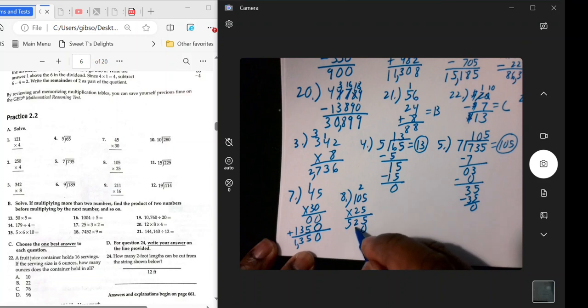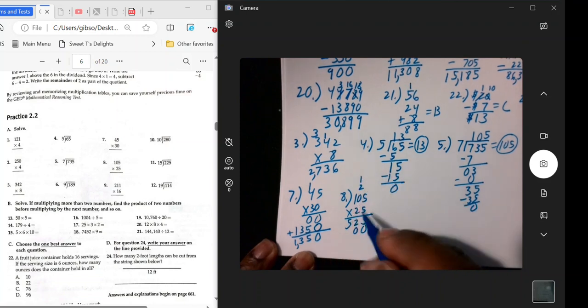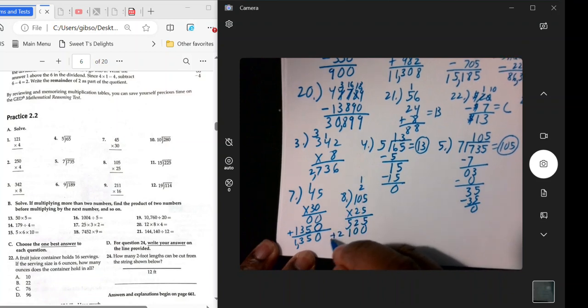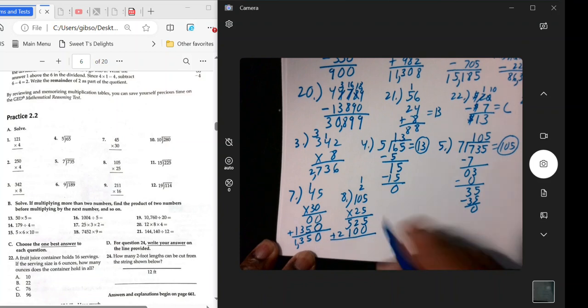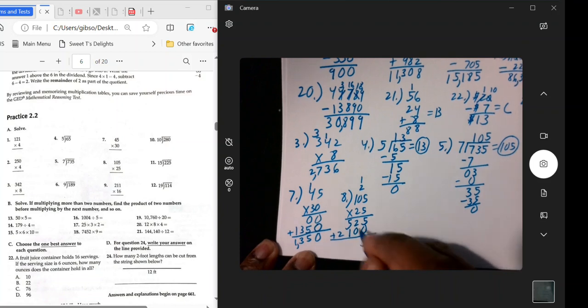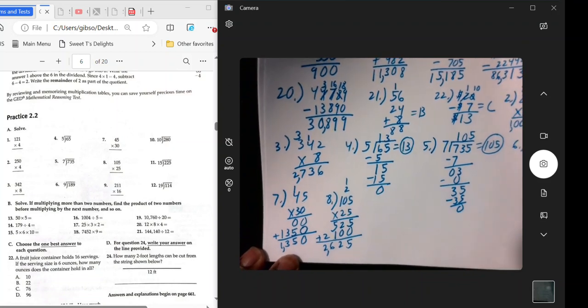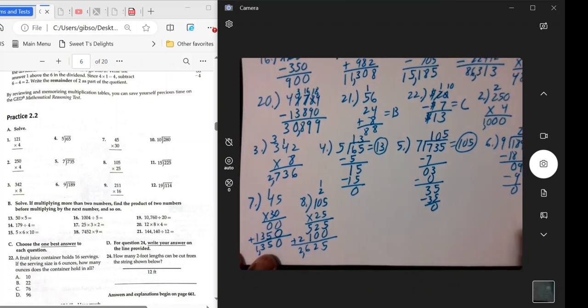2 times 5 is 10. 0, carry our 1. 2 times 0 is 0, plus 1 is 1. 2 times 1 is 2. So now we add this. 5 plus 0 is 5. 2 plus 0 is 2. 5 plus 1 is 6. And 0 plus 2 is 2. So that would be 2,625 for problem number 8.